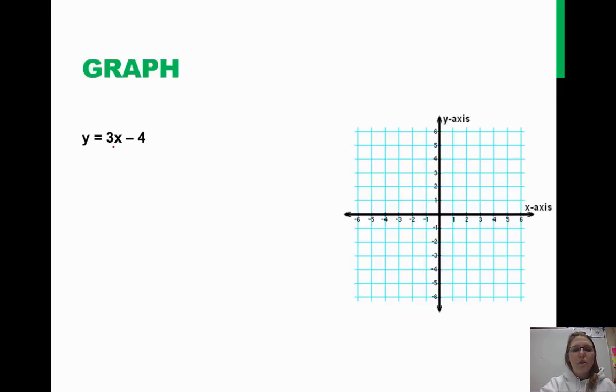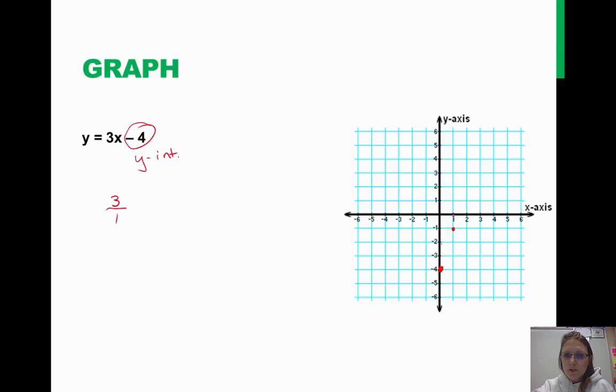Here I have 3x minus 4. Minus 4 is my y-intercept. So I'm going to go to the y-axis and go down to negative 4 and plot a point right there. 3 is my slope. That's the same thing as saying 3 over 1. And that means my rise is 3, so I'm going to go up 3, 1, 2, 3, and run 1. I can do that again if I wanted to and keep going and make a series of points, but you really only need 2 points and a straight edge to draw this.